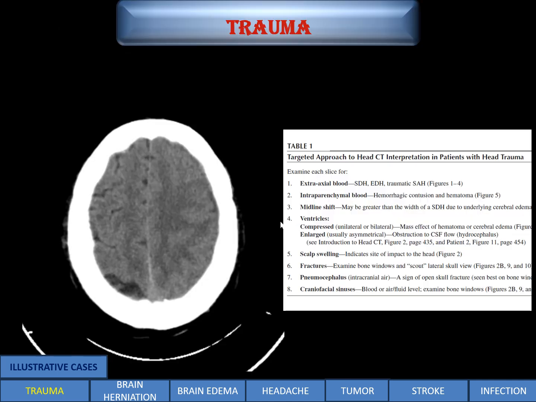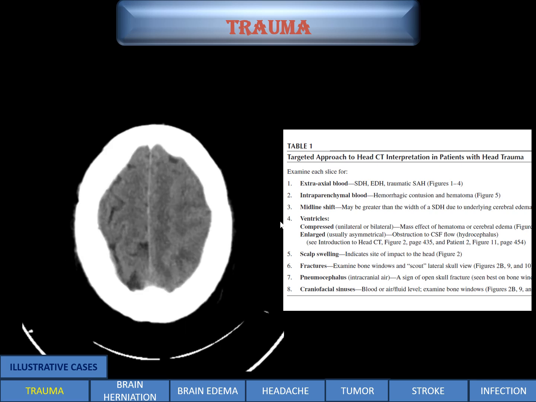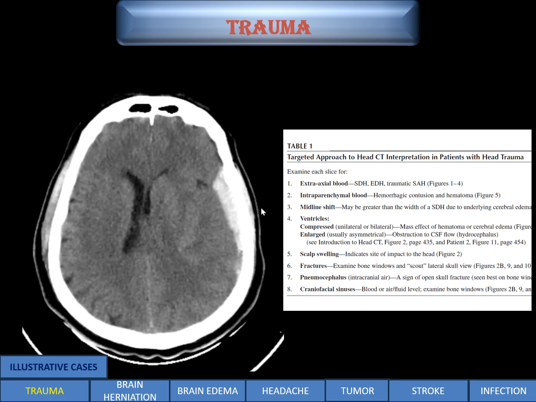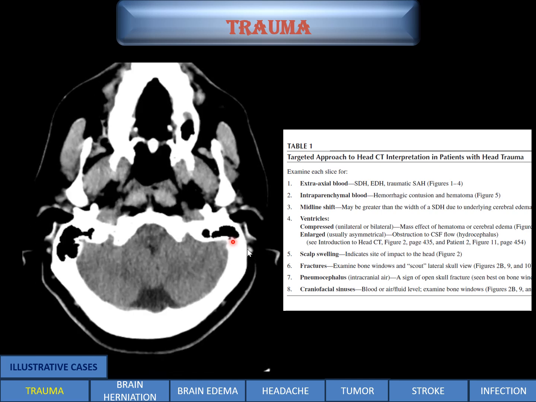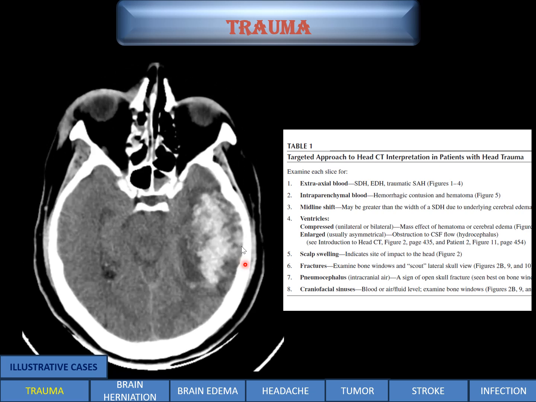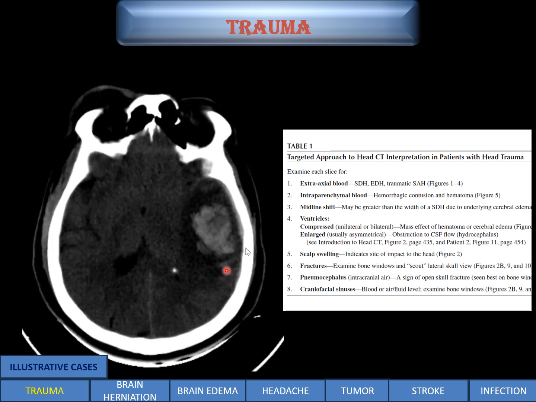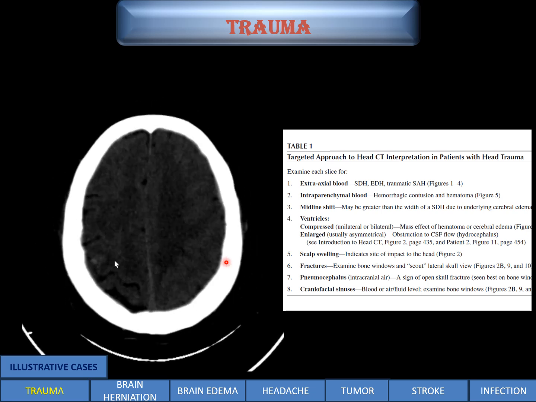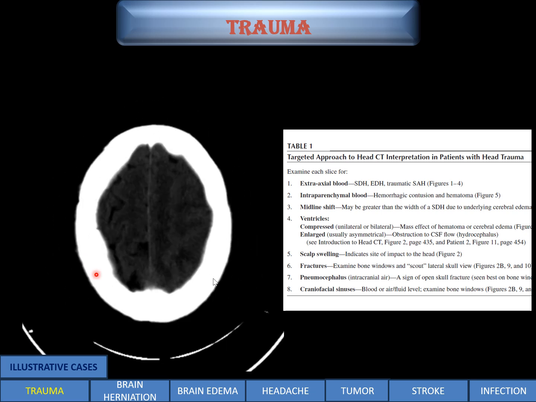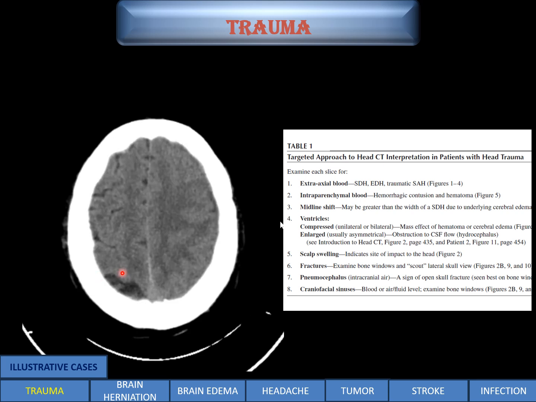So coming to trauma, here we are able to see a patient who has had trauma. Let's review the images. As we move cranial to caudal, we are able to see that there is a subdural hematoma, there is a brain contusion, there are a few foci of pneumocephalus. As I'm changing the window, we are able to see the subdural hematoma better. So that is the importance of brain window. Again, this thin subarachnoid hemorrhage is better visualized as I change the window.